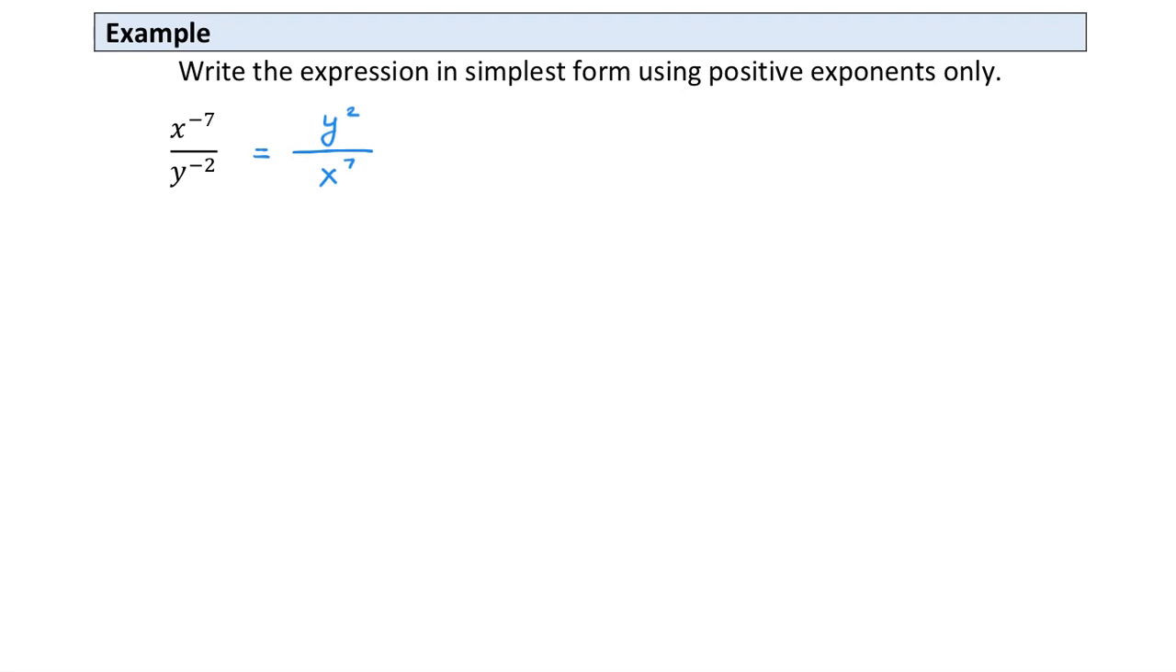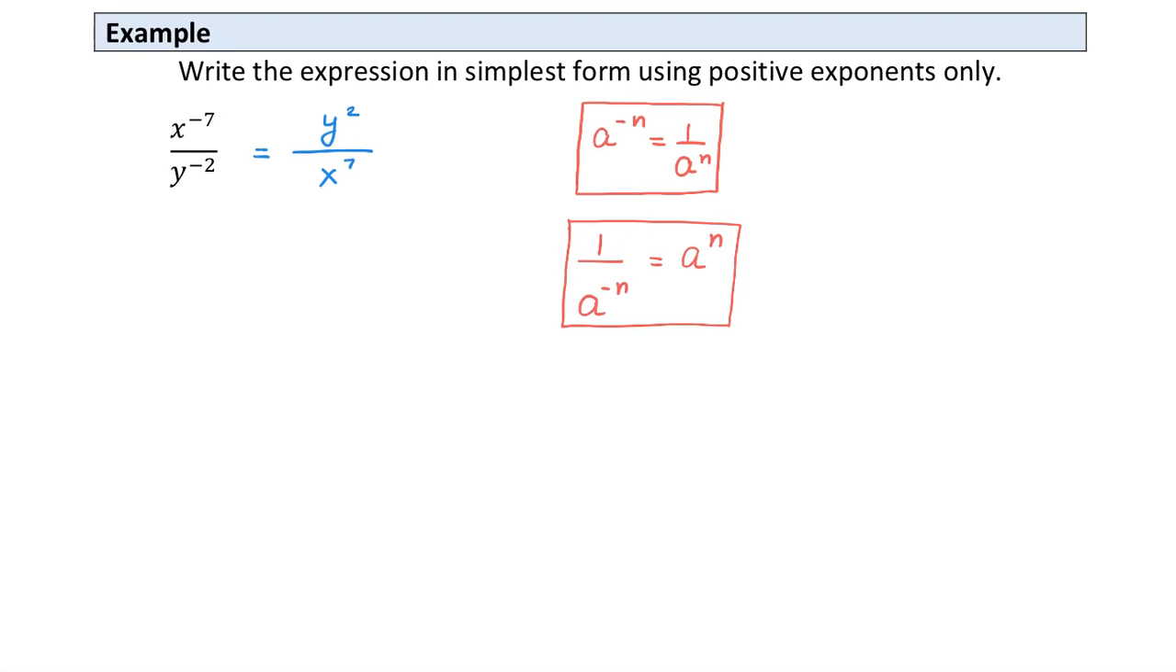So here we applied the following laws. a to negative n equals 1 over a to positive n, and 1 over a to negative n equals a to positive n. In other words, if we have a negative exponent in the numerator, we will move this expression down and the exponent will become positive. And if we have a negative exponent in the denominator, we will move this expression up and the exponent will become positive.